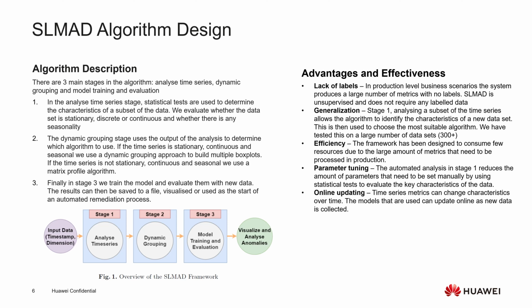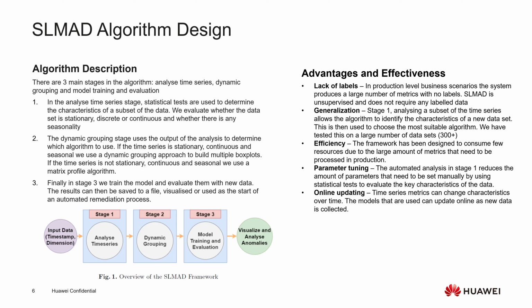One of the main ones that we tried to focus on was the lack of labels. In production level business scenarios, the system produces a large number of metrics, and this approach has been designed basically from the ground up to be unsupervised, so it doesn't require any labeled data. The second advantage is that it's very generalizable. Thanks to stage 1, where we analyze the time series, we're able to set a number of the parameters that we use for our algorithms automatically, so it doesn't require any human input.